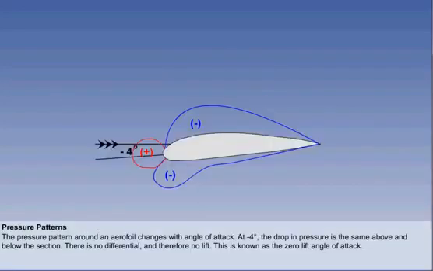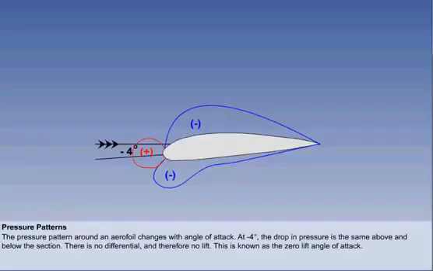We can now examine what happens to the pressure pattern as the angle of attack changes, starting with low angles. With an alpha of -4 degrees, the drop in pressure is the same above and below the section. There is no differential, and therefore no lift. This is known as the zero lift angle of attack.